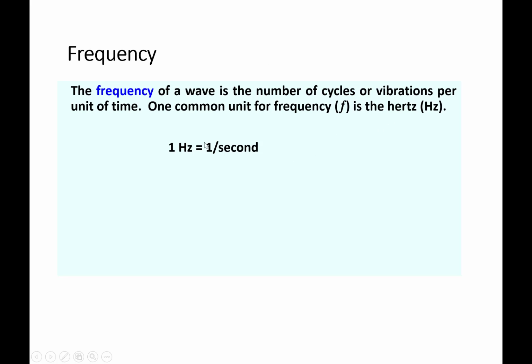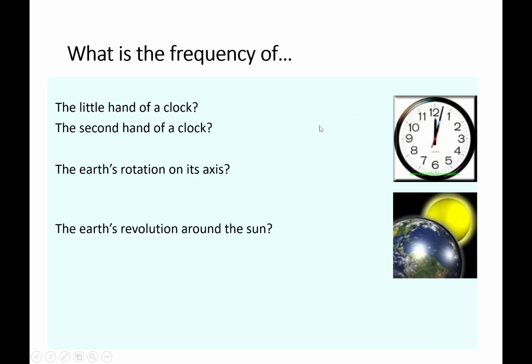Frequency, we've already defined. The variable used for frequency is f, and the unit is hertz. 1 hertz is equal to 1 cycle per second, or for waves, 1 wave per second. This is valid for periodic waves. Okay, so what is the frequency of the little hand of a clock? Now we're talking about the smallest hand, which is actually the hour hand. So it takes 12 hours to go around, which means the frequency is once every 12 hours, or 1 for 12 hours. That should be in parentheses.